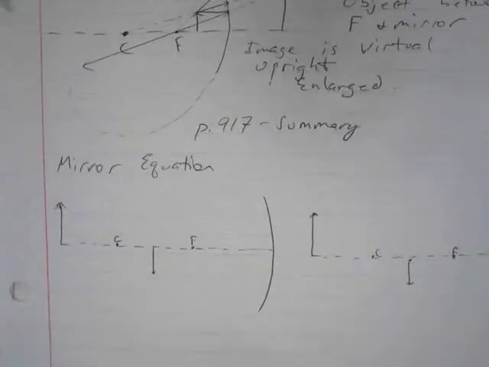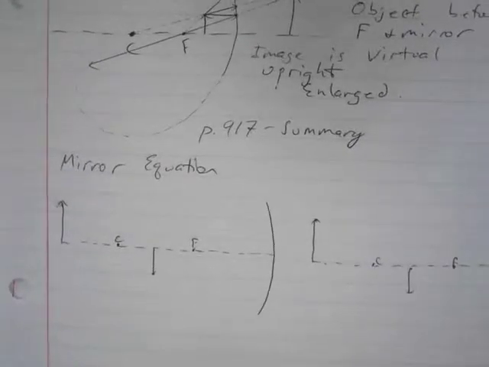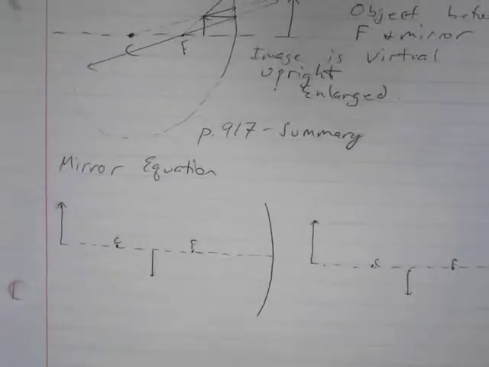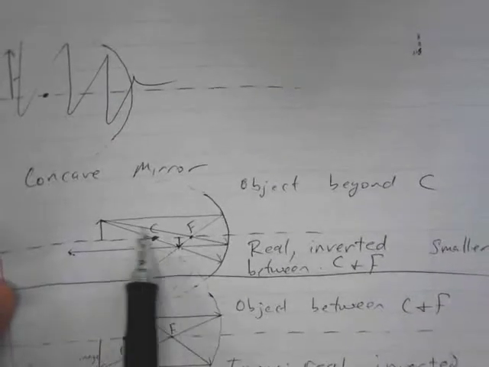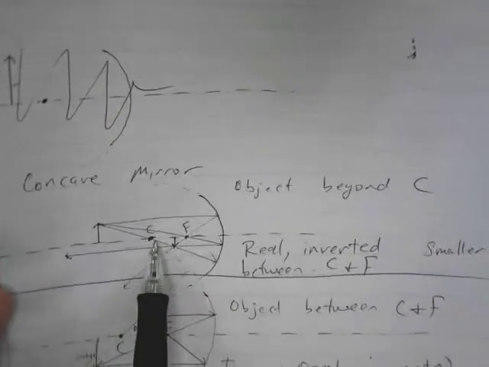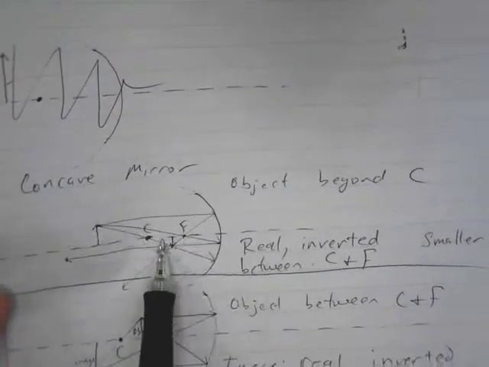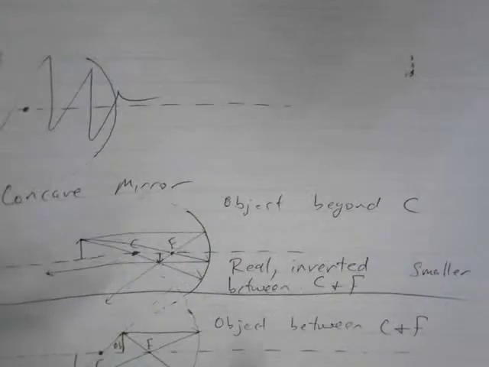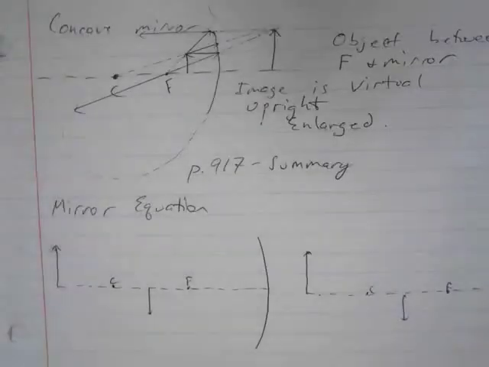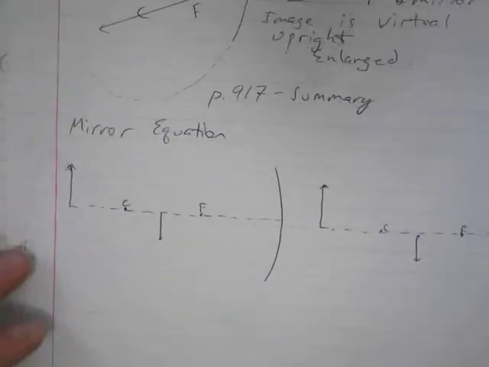Now these results that we've gotten by ray tracing can also be obtained algebraically. So we're starting with the basic diagram where the object is out beyond the radius of curvature, and the image is formed between the radius of curvature and the focus. But I've enlarged them to make them a little bit cleaner.